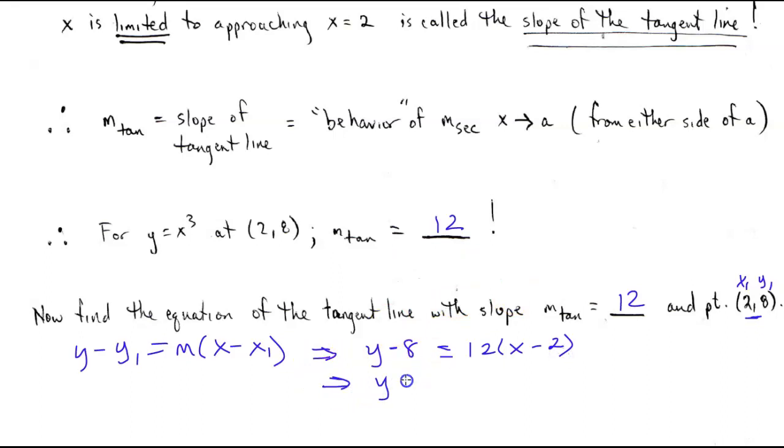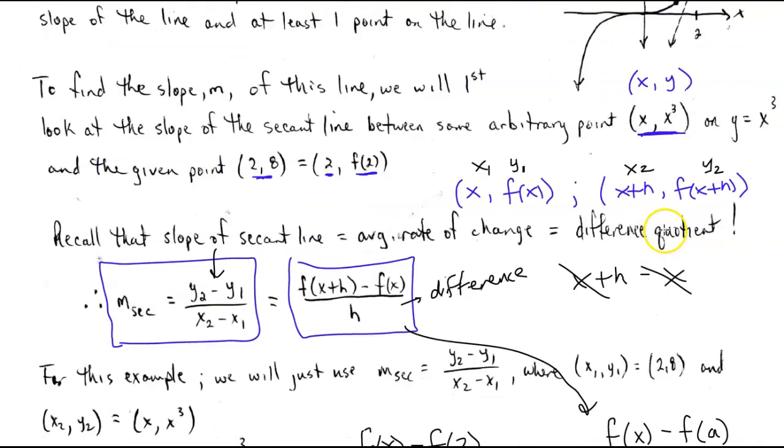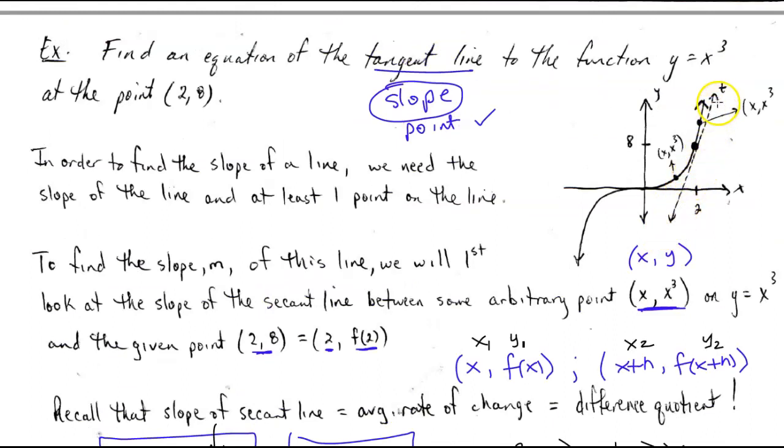Of course, if we add 8 to both sides, I'll also distribute this. This would be 12x minus 24 plus 8. And y is just 12x minus 16. And so what this means now, I'm going to go back a page here, is that this particular line that we were talking about, line T, the slope of that line is going to be 12. The equation of this line is y equals 12x minus 16.